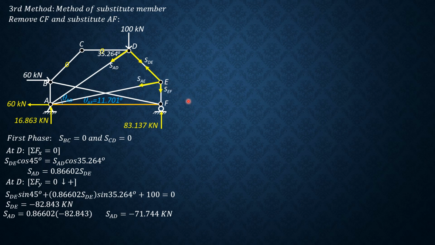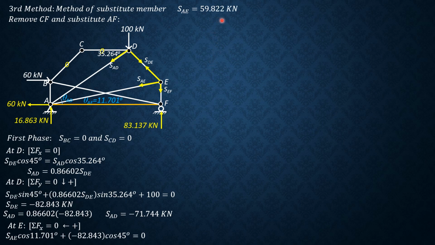These are the forces involved, so that we can solve SAE. Summation forces X first equals 0, leftward positive. So SAE cosine of 11.701 plus SDE, which is negative 82.840 cosine of 45 equals 0. So we can solve SAE. 82.840 cosine 45 divided by cosine 11.701, and that is positive 59.822 kilonewtons.